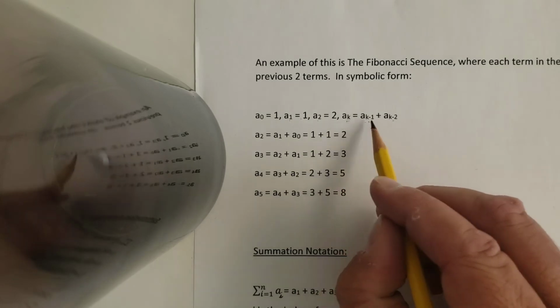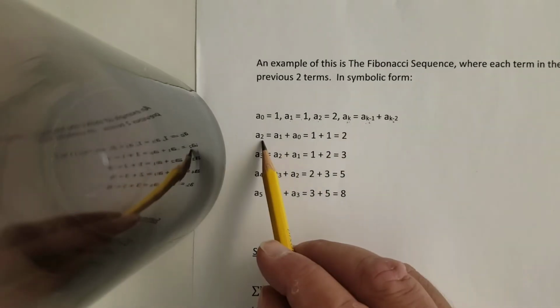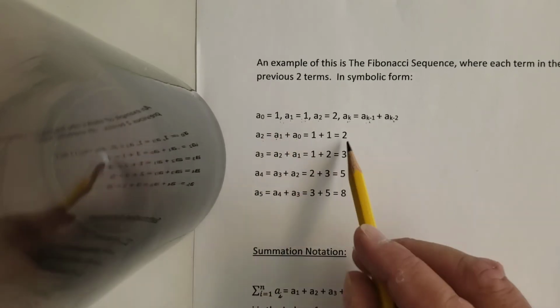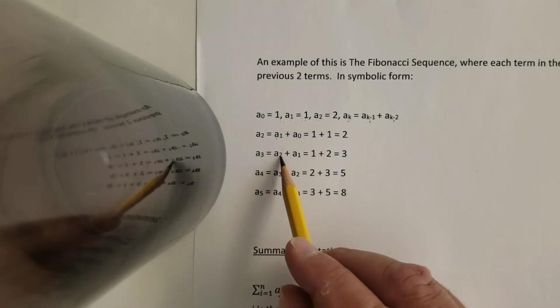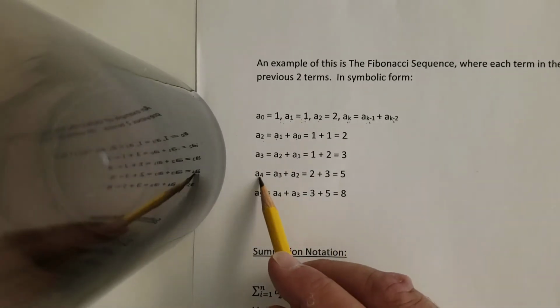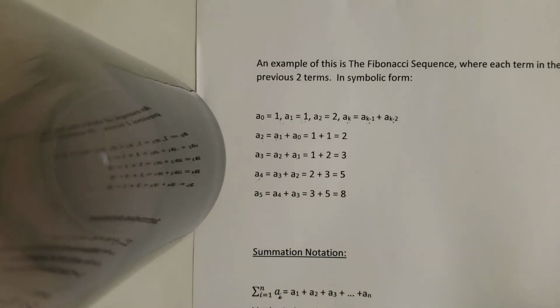If you have k, the previous term is k minus 1, the term before that is k minus 2. So a sub 2 is a sub 1 plus a sub 0. We have those as 1 plus 1, you get 2. A sub 3, second term plus the first term, 3. The fourth term is the third plus the second, 5. And this goes on and on and on.